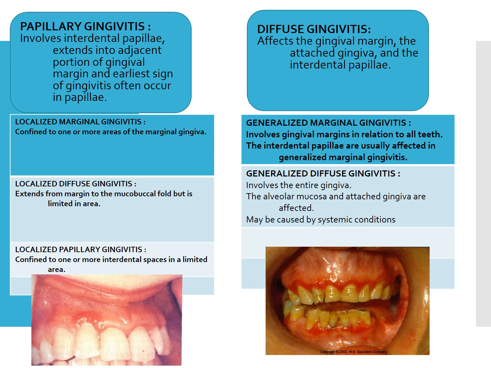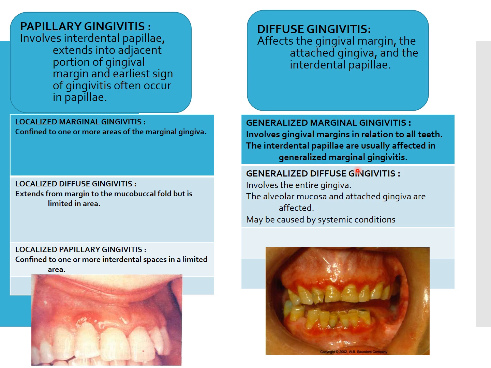And localized marginal means which will be involving papilla as well as marginal. What is diffuse? It will be extending from the margin to the attached gingiva also. That is diffuse type of gingivitis. Localized is when it involves a few teeth. Then coming to generalized marginal and generalized diffuse: generalized marginal is that which involves the gingival margins of all teeth, almost all teeth.